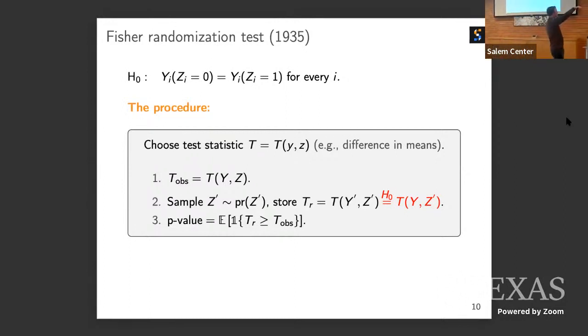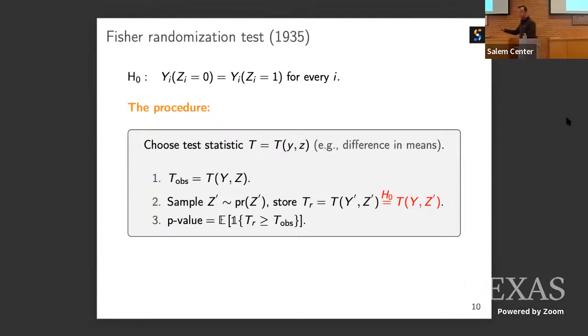Step 1 is just to compute the observed value of the test statistic. So plug in what my observed y and my observed z are, and you get that thing. The second part is where the statistical uncertainty comes in. And this is the only probability distribution that I'm talking about right now, which is my design. What we're going to do is repeatedly sample z prime from my design.